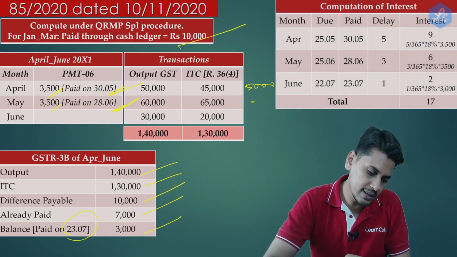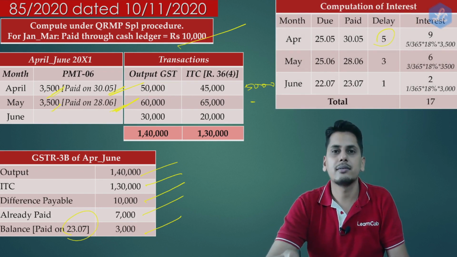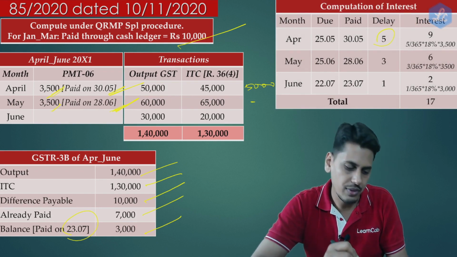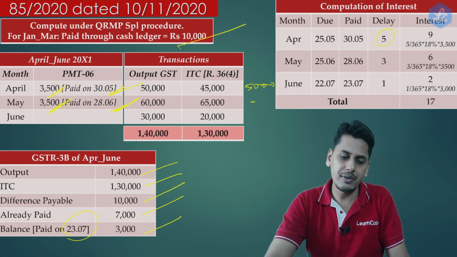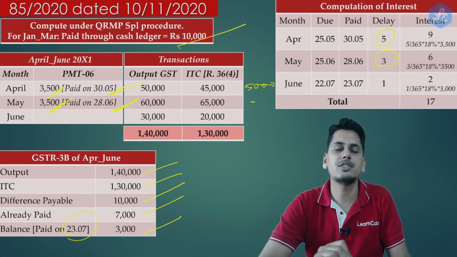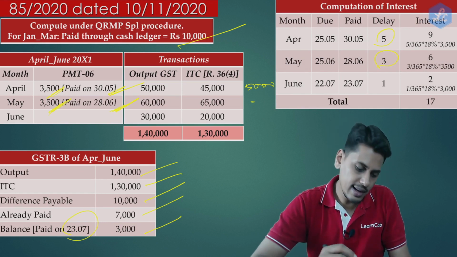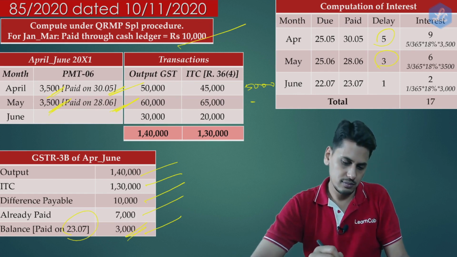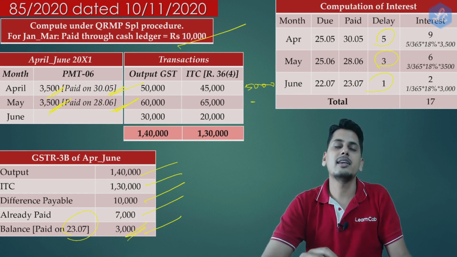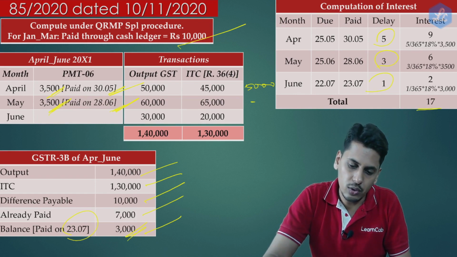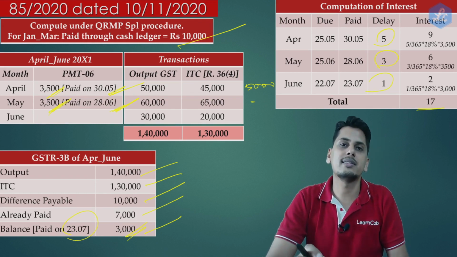Delay in deposit of 3,500 for 5 days, interest at 18% per annum. Delay in deposit of this 3,500 for 3 days, interest at 18% per annum. Delay in deposit of this 3,000 for 1 day, interest at 18% per annum. In toto, you have to pay an interest of rupees 17.